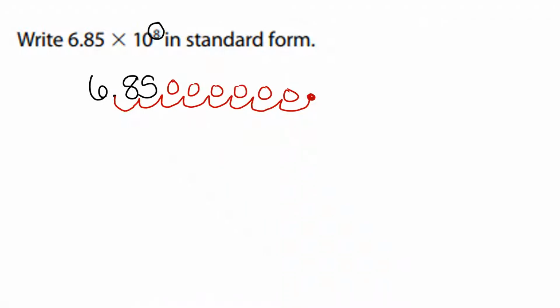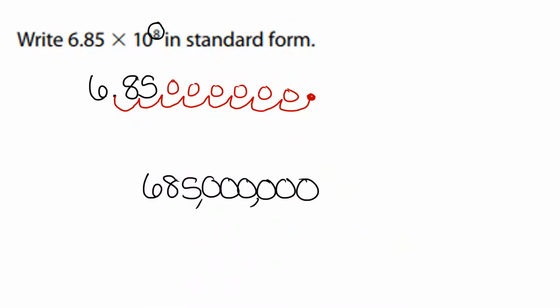You cannot leave your answer like this. You have to rewrite it neater. So 685 with 6 zeros. 685 million.